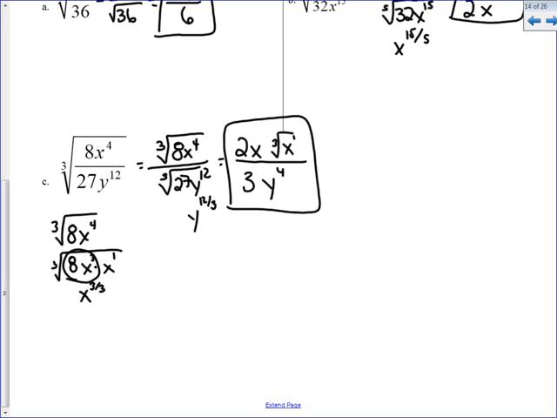What's your question, Shakira? Ask it. Questions? Sarah. So what's the cube root of 8?